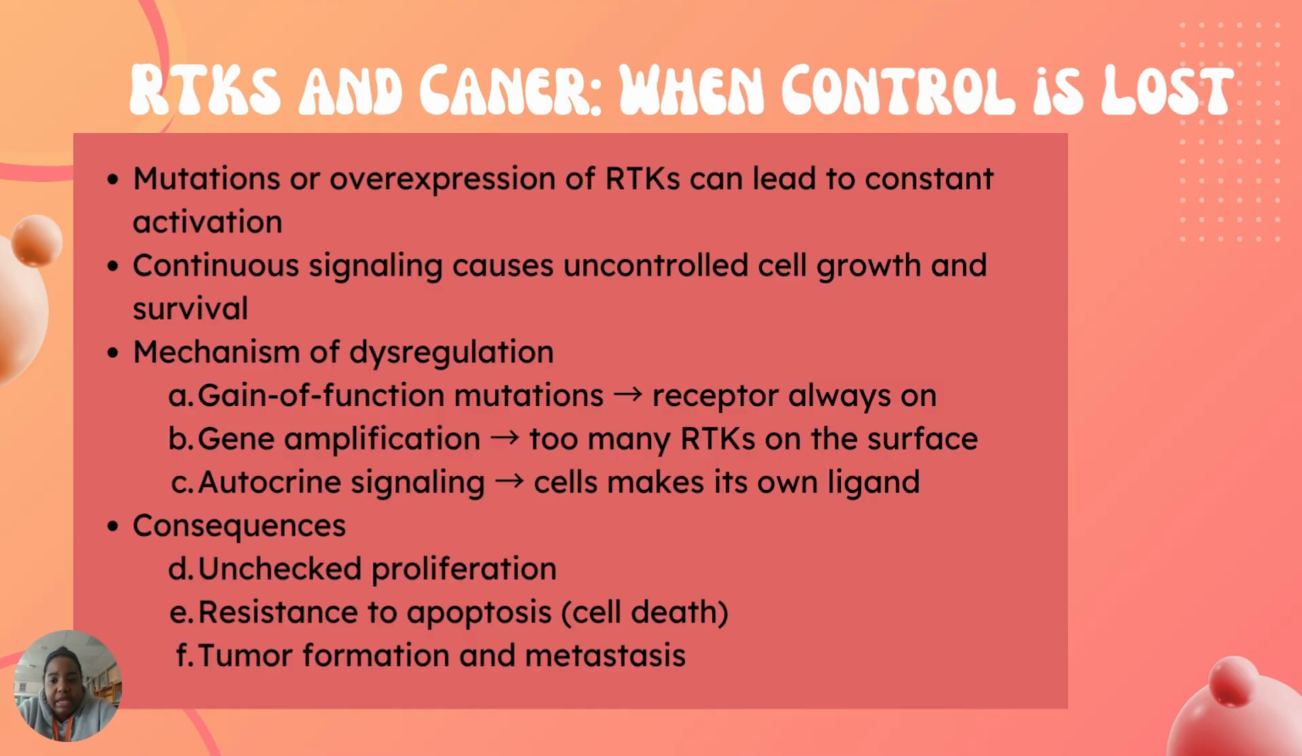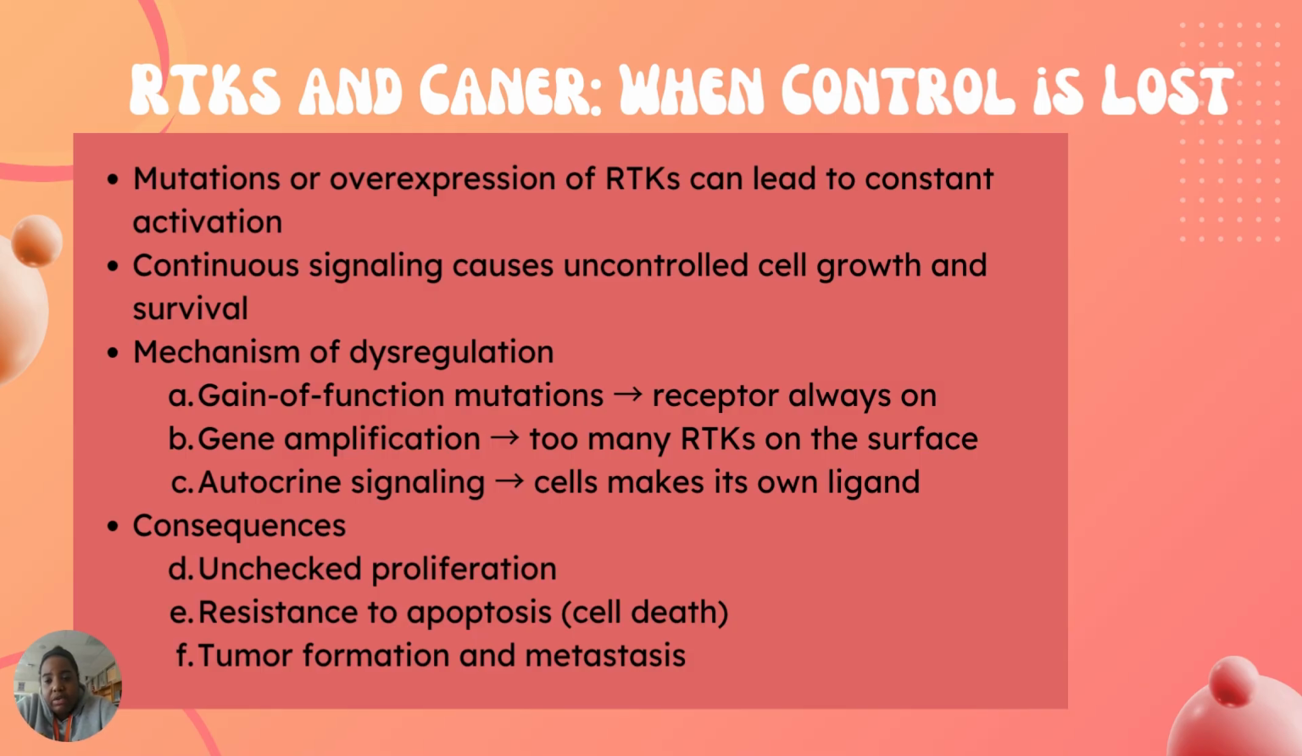The three main ways this can happen are, first, a gain of function mutation. This is a change in the receptor's DNA sequence that alters its shape, allowing it to stay active without a ligand. The second mechanism is gene amplification. This is where the cell produces too many copies of the RTK gene. This leads to overexpression of receptors. More receptors equals stronger signals.